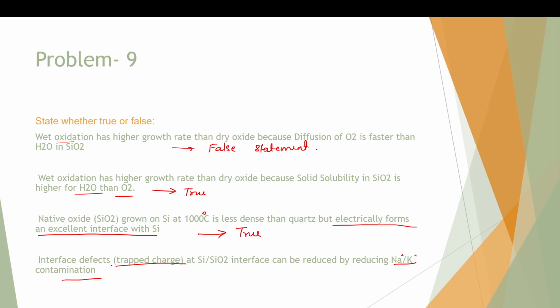The interface defects, that is the trapped charge, are formed at the silicon dioxide interface because of the dangling silicon bonds. The transition from silicon to silicon dioxide will have certain defects, and those are called interface defects. They have nothing to do with the sodium and potassium contamination. There are different ways to handle these defects. So this is false.